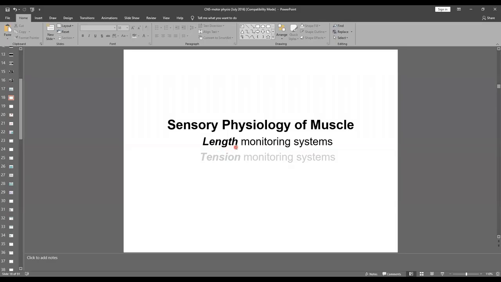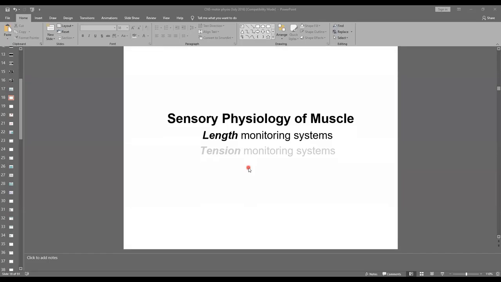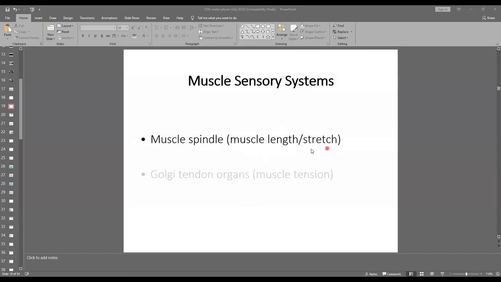Okay, but very briefly, in the length monitoring system, we will be talking about the muscle spindle. Muscle spindle is the sensory receptor focusing on the length of the muscle. The tension of the muscle is detected by anyone? Which receptor monitors the tension in the muscle? Okay, Golgi tendon, well done. Golgi tendon organ is the tension detector, while muscle spindle is the length detector. Okay, so this is now the story of the length detector, the muscle spindle. Muscle length or stretch, same thing really, it detects that. Golgi tendon is deputed to detect muscle tension.